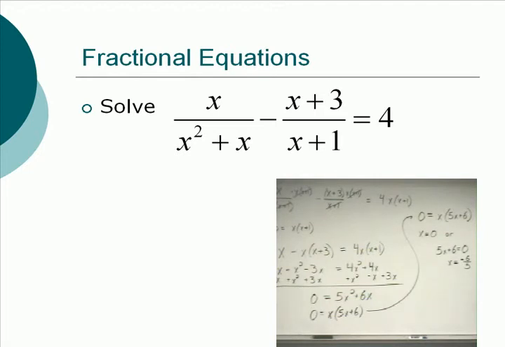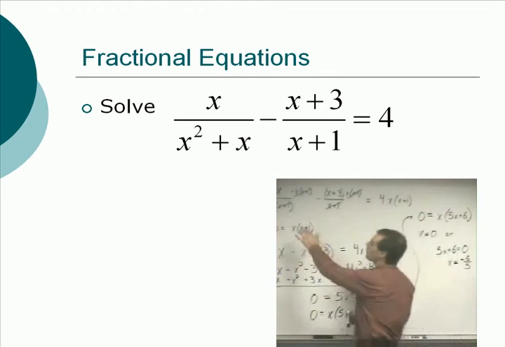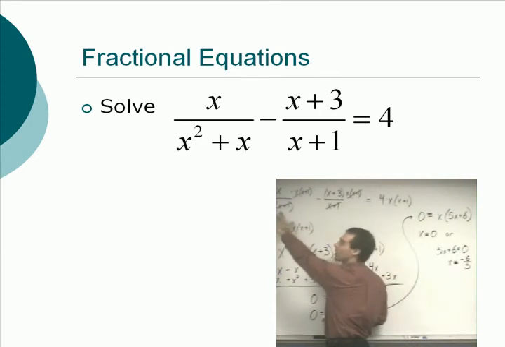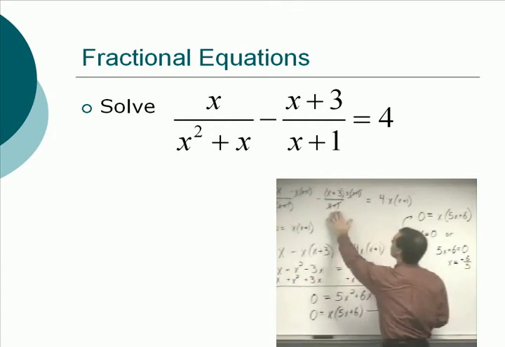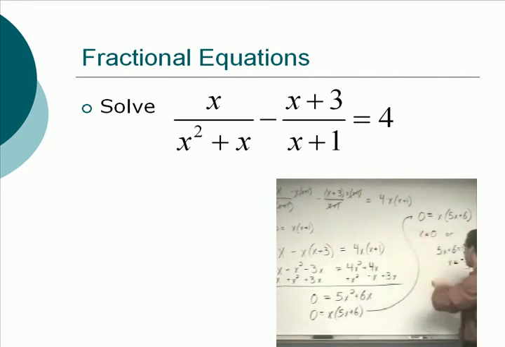We still need to check that against our restrictions. Are either of those going to be a problem? Yeah, unfortunately. Go back here. Your restrictions on x from the first term are 0 and negative 1. From this one, they're just negative 1, and there's no restrictions here. So 0 is a restriction. Since 0 is a restriction, we have to throw it out and say that x equals negative 6 fifths. That's not a restriction. We're done. Okay.